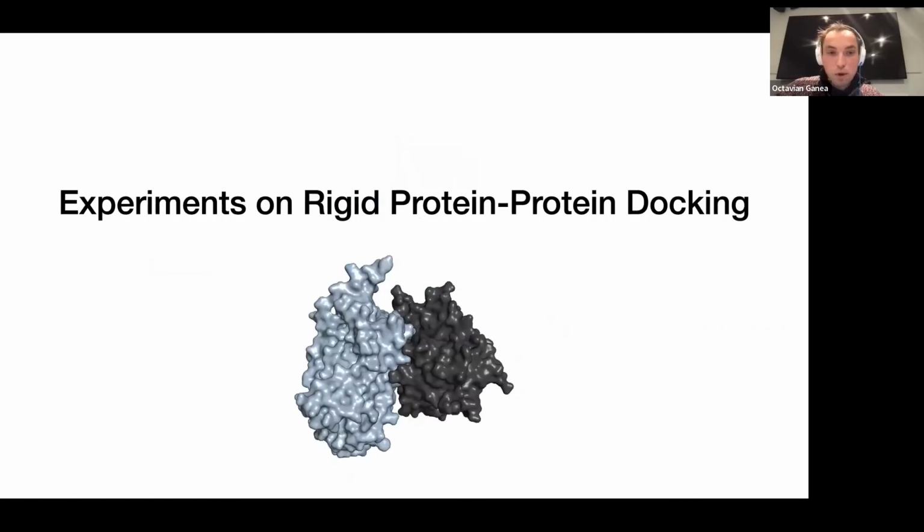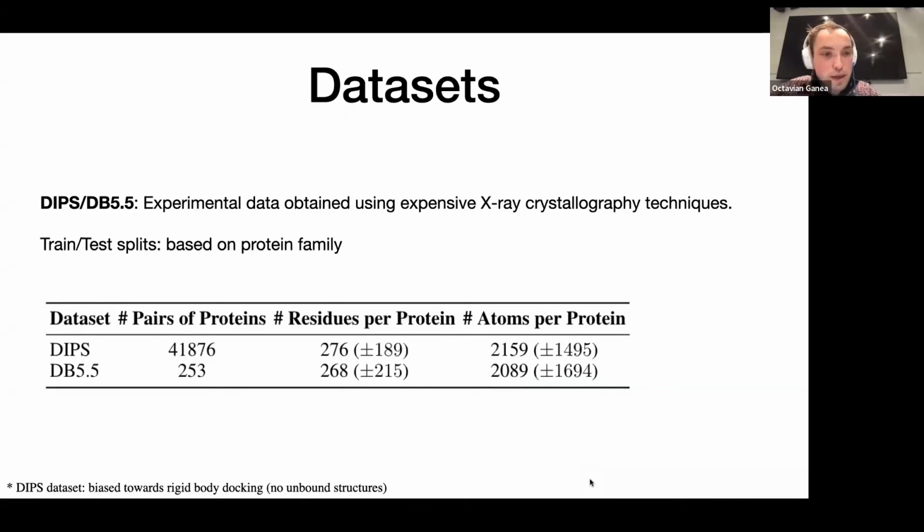Okay, so let me conclude by showing some experiments also on rigid protein docking. Here we use two data sets. We use DIPS, which is a recent data set from PDB. It contains roughly around 42K proteins. And there is a classic DB, called the docking benchmark data set, which is now version 5.5. This is a very, very small data set.